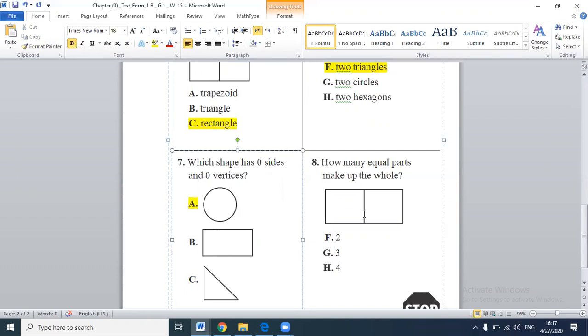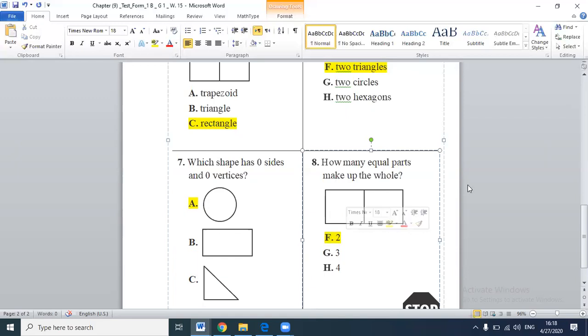Excellent. Ahmed, focus with me, please. Number 8, the last one. How many equal parts make up the whole? Two squares, yes. So the answer is letter F. Well done.